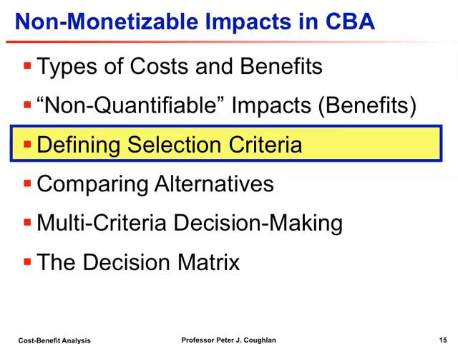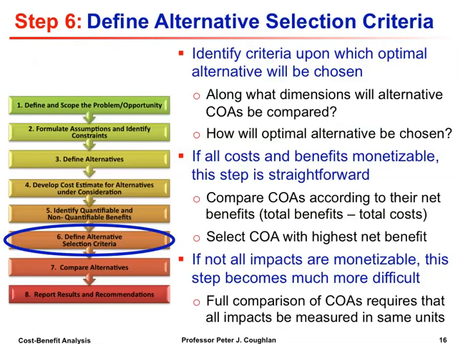So let's talk about what comes after understanding some of these non-quantifiable impacts or subjective benefits. What about the next step in the Army cost-benefit analysis approach, which is to define the selection criteria? We think about what makes for good selection criteria. Well, the idea here is, what are we going to use to choose? How are we going to decide which is our best course of action?